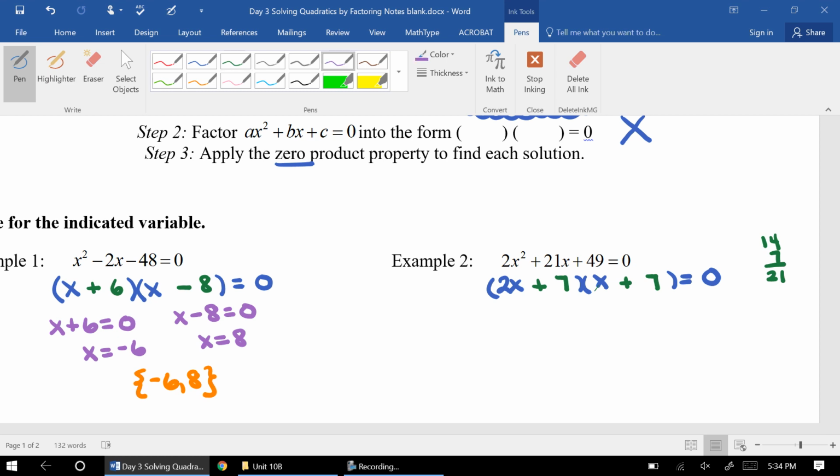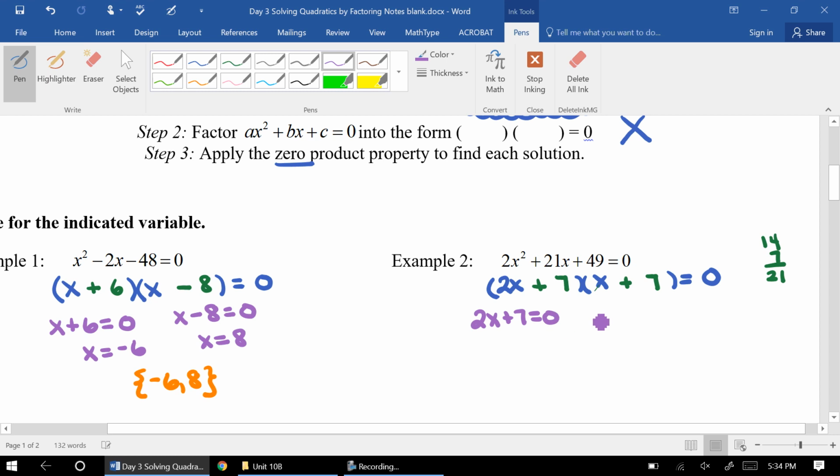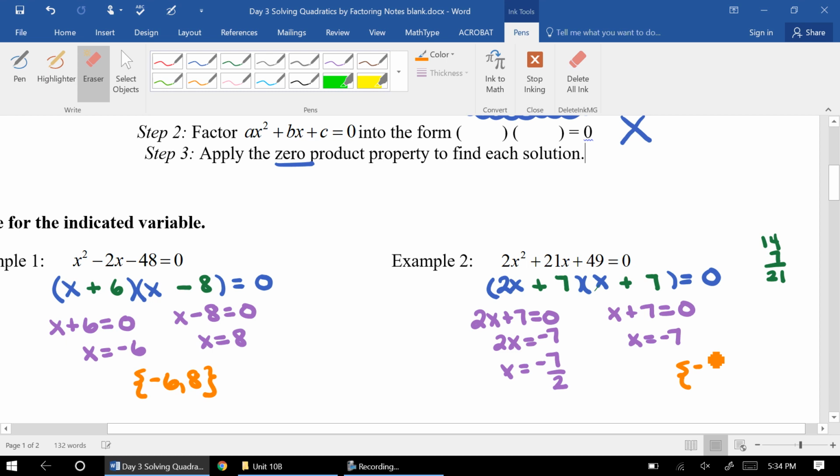Again, going back and using the zero product property, I have 2x plus 7 equal to 0 and x plus 7 equal to 0. And solving each of these quantities, this means 2x equals negative 7, or x equals negative 7 halves. And over here, x equals negative 7. Finally, write my answer in a solution set. Oh, I suppose the smaller one would be negative 7. I should put it first. So negative 7 comma negative 7 halves.